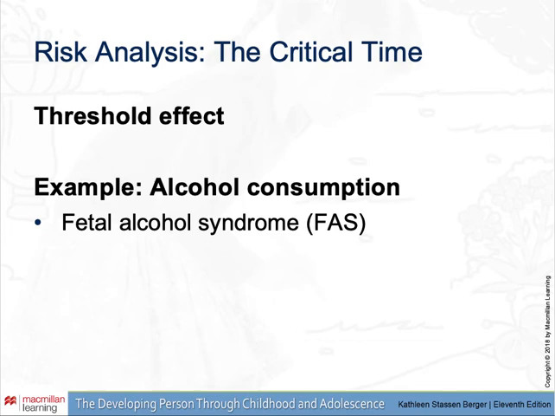As an example, alcohol consumption. An embryo exposed to heavy drinking can develop fetal alcohol syndrome, or FAS. FAS is more apparent when women are poorly nourished and also are cigarette smokers. Scientists disagree about the strength of the correlation between FAS and drinking alcohol during pregnancy, though.